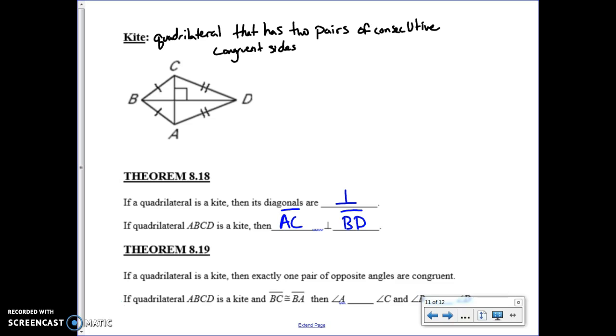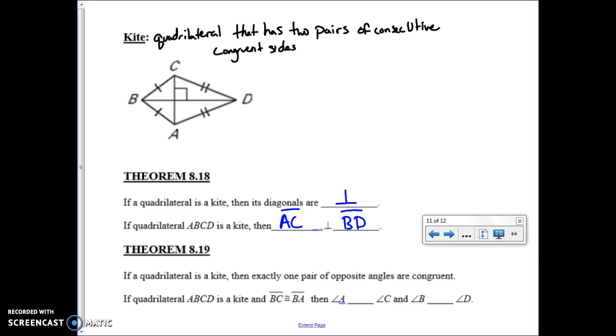I'm going to move this up out of the way so we can see this. So we know that if BC is congruent to BA, then angle A is congruent to angle C, but angle B is not congruent to angle D. So the way we know to look at this is that the angle between the different sides, so I have one tick mark here, two tick marks here, is going to be congruent, not the angle between the same side congruencies.